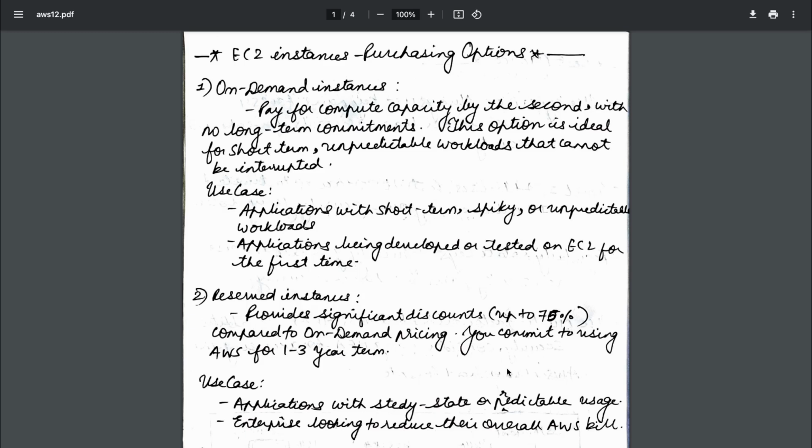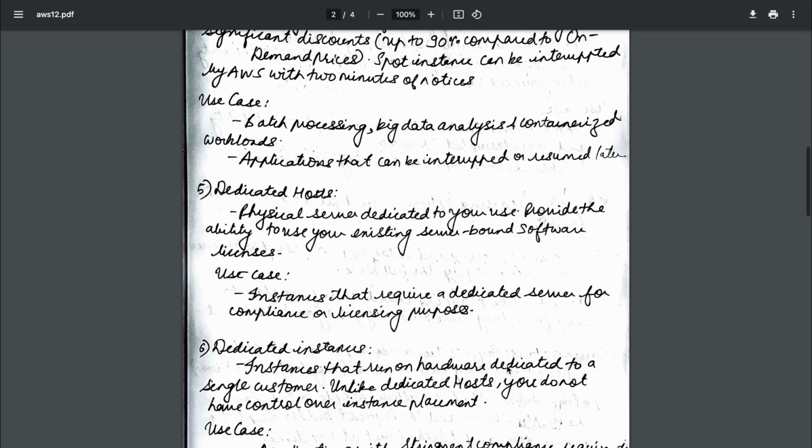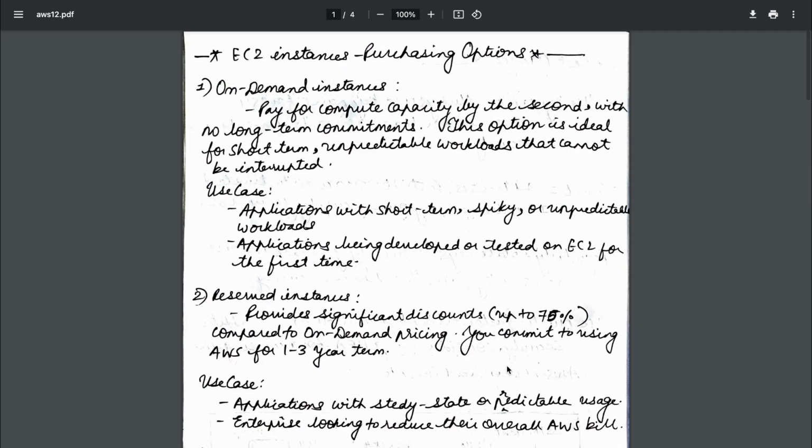So let's now look into the purchasing options in Amazon EC2. Okay, so there are seven types of purchasing options in EC2. So first is on demand, reserved instance, saving plans, spot instances, dedicated host, dedicated instance, and capacity reservation. Okay, now let us see each of them one by one.